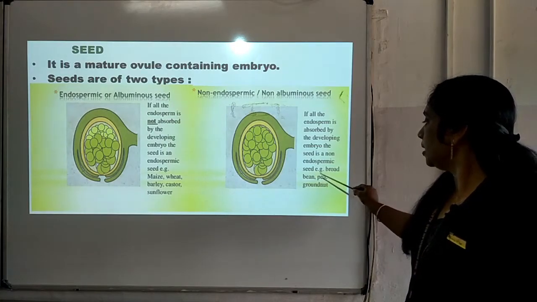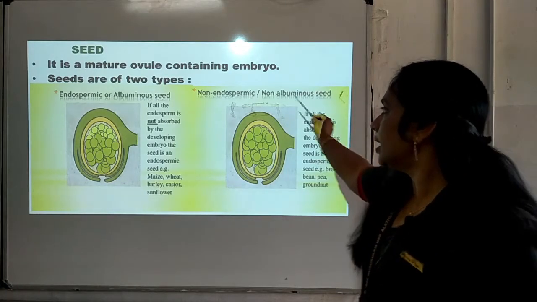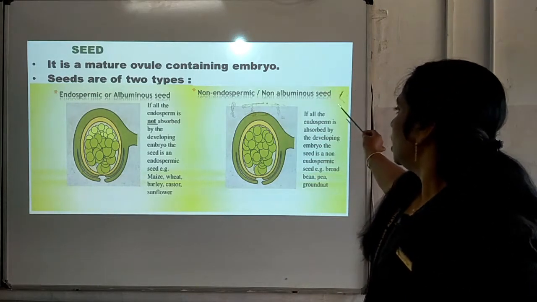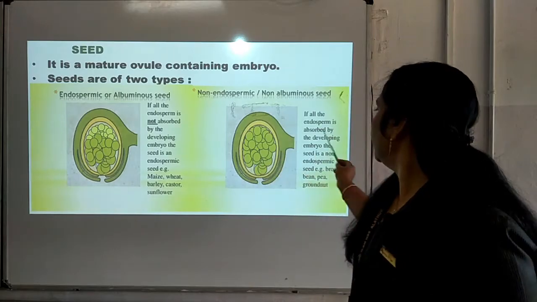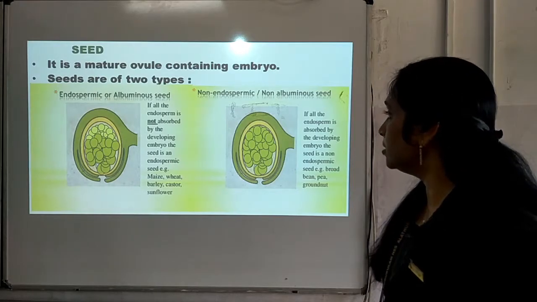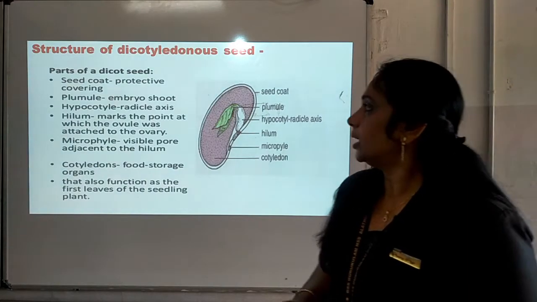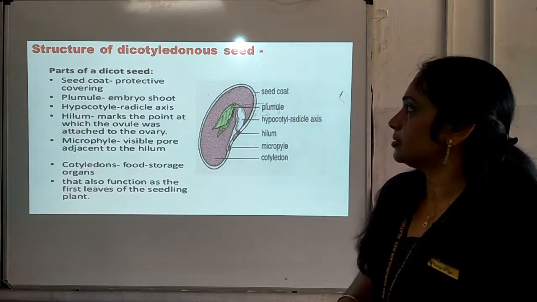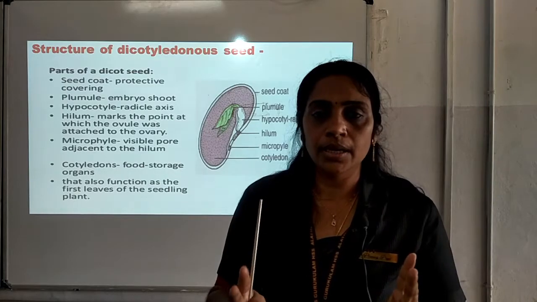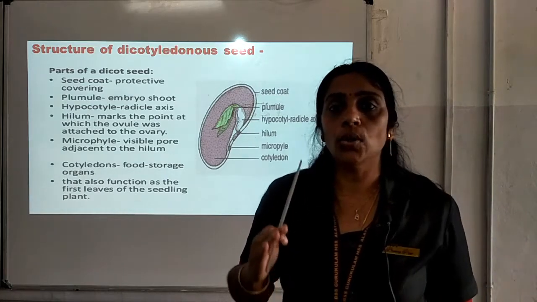Examples: broad bean, pea, groundnut. In these kinds of plants, the seed is known as non-endospermic or non-albuminous seed because all the endosperm is absorbed by the developing embryo. I think you would have understood about albuminous as well as non-albuminous seeds. Next one is related to the structure of a dicotyledonous seed. Seeds are of two types, monocot seed and dicot seed. First we are going to study the structure of a dicot seed.